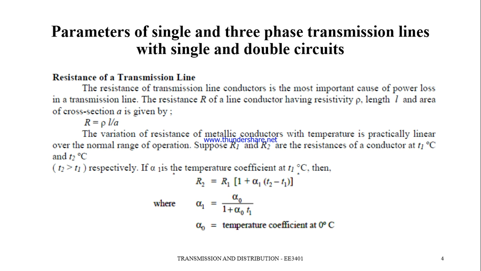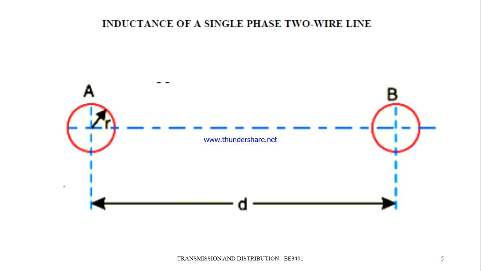Obviously, it is depending upon the temperature and its coefficients. The resistance value between two temperatures may be R2 is equal to R1 into 1 plus alpha 1 into (T2 minus T1), where alpha 1 is equal to alpha 0 divided by 1 plus alpha 0 into T1.